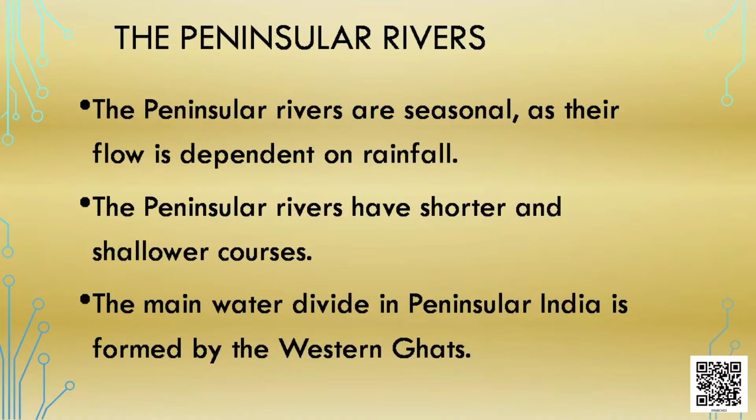These peninsular rivers are also known as seasonal river. Why are they called so? Because they are generally rain-fed rivers. And these peninsular rivers are shorter than that of the Himalayan rivers. Coming to the very first river system under the Himalayan river.